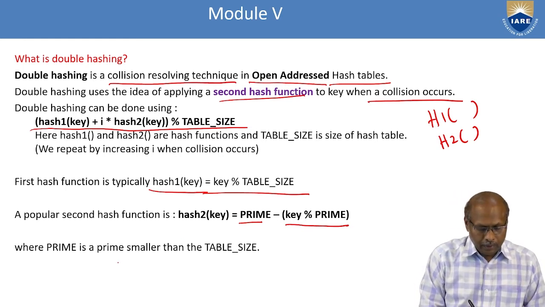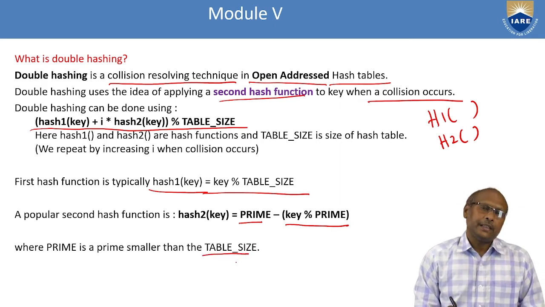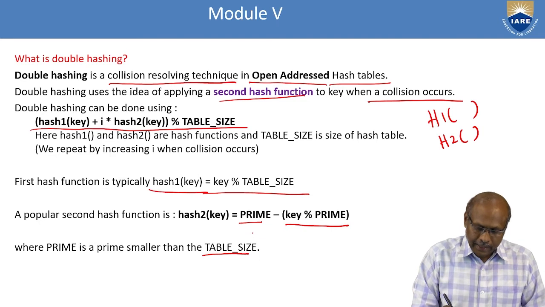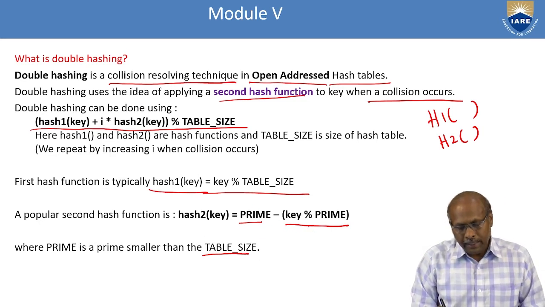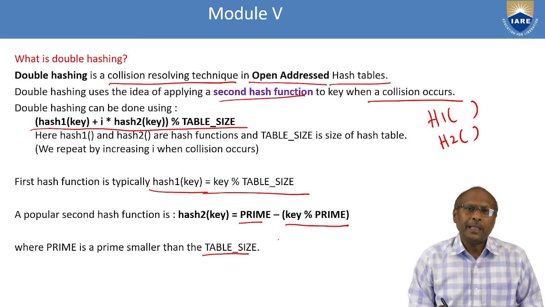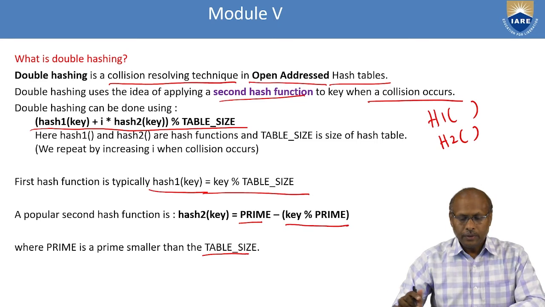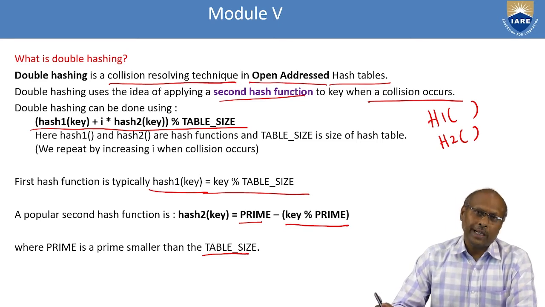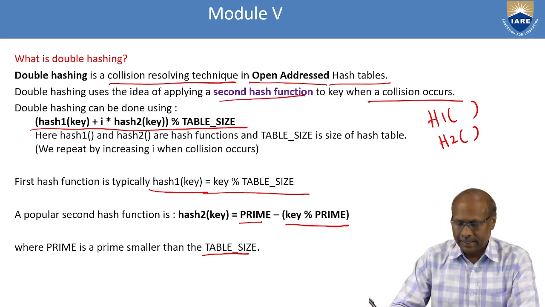Here the prime must be smaller than the table size. So for double hashing, you always apply this prime number minus key modulus prime. That will give the second hash index. Double hashing always takes more time compared to single hashing. So generally double hashing is useful whenever a collision occurs.